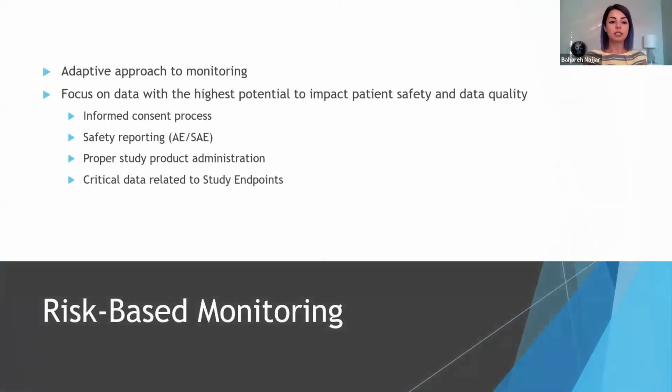Okay, now we're going into the actual topic of today's presentation. So risk-based monitoring. I need to mention that risk-based monitoring is not something new. It has been used in the past, but it has just been used more and more during the pandemic, just because we had such limited access to the sites and to the documents. So basically, risk-based monitoring is an adaptive approach to monitoring. It focuses on specific data with the highest potential to impact patient safety and data quality.